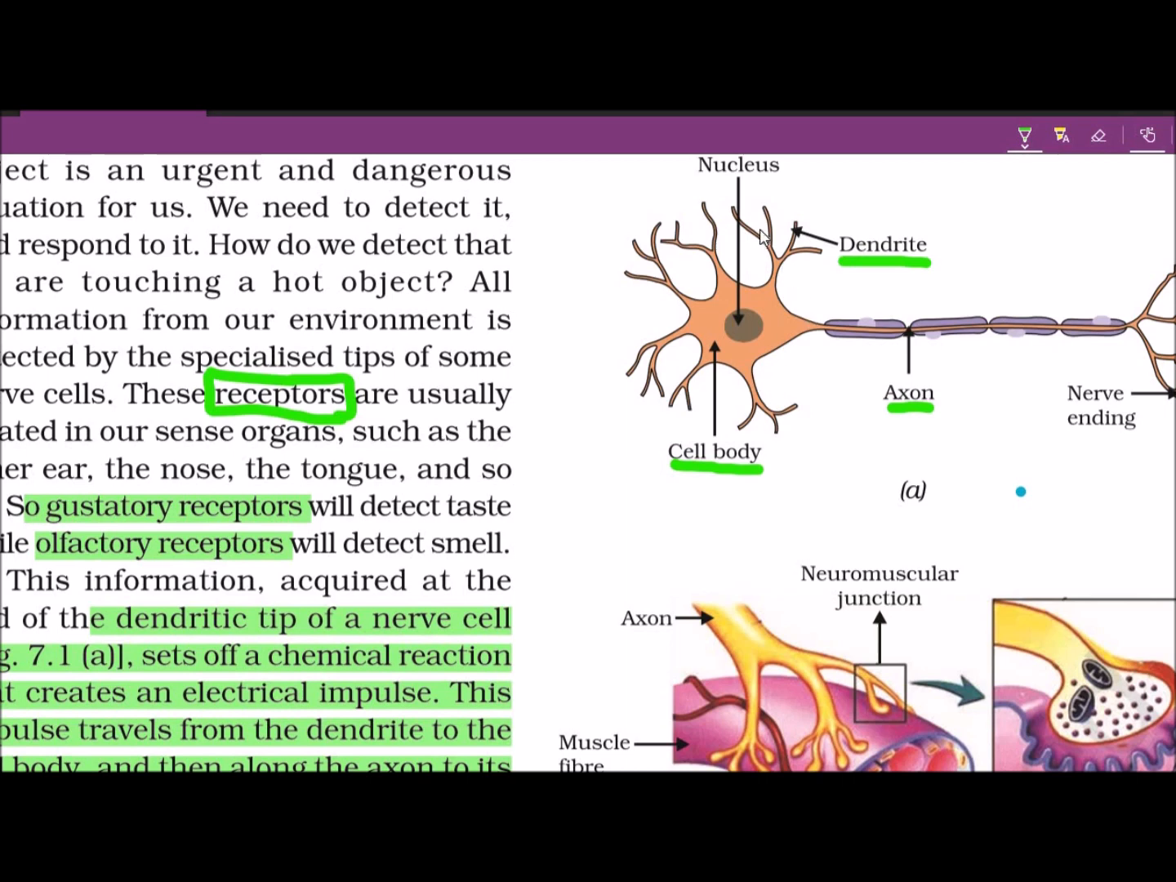At first, the information is acquired at the dendritic tip of the nerve cell. Second, this sets off a chemical reaction that creates an electrical impulse. Third, the information travels from the dendrite to the cell body and along the axon till the end. Fourth, neurotransmitters are released at the nerve ending, which cross the synapse to reach the dendrite of the next neuron. And last, the impulse is delivered to the effector for a response.